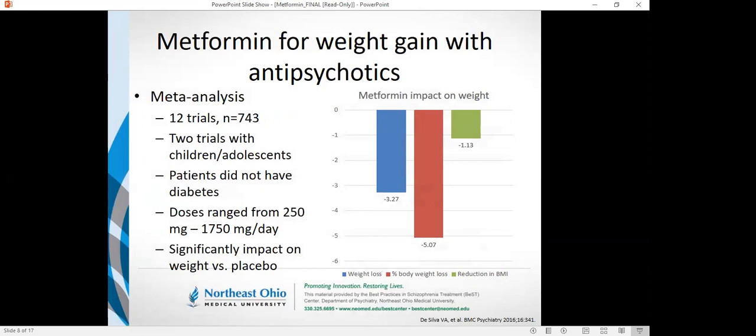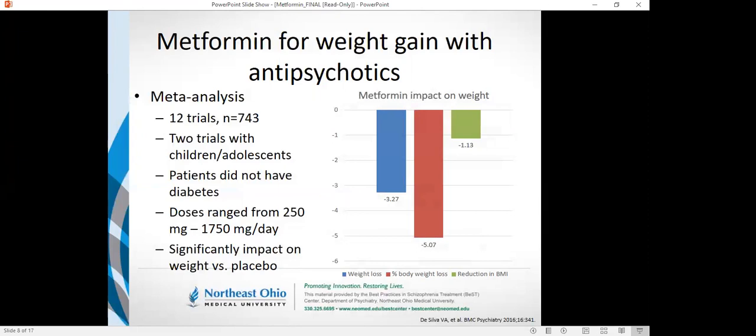What they found when they pulled the data was there was a significant reduction in weight. So there were more patients that lost weight, and it was an average of minus 3.27 kilograms compared to placebo. The percent body weight loss was about 5% in the metformin group.